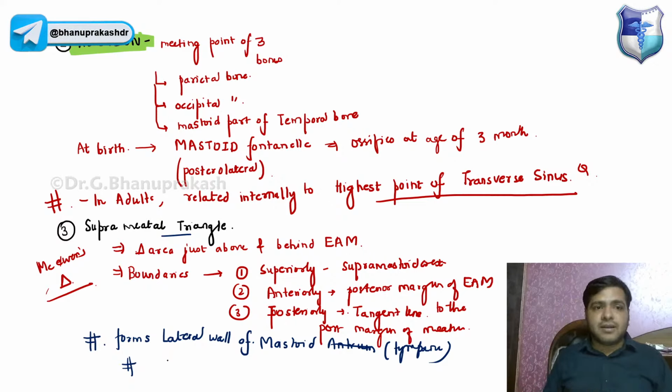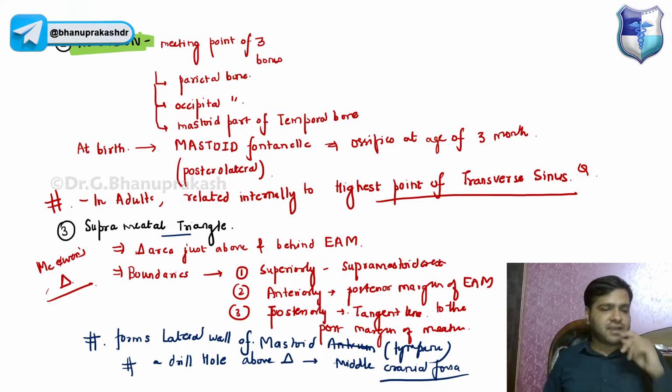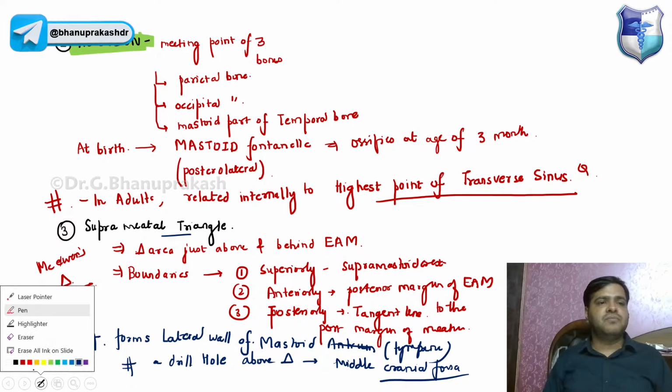Basically, the surgeons make a drill hole above this triangle to enter the middle cranial fossa also, and then the middle ear also, right? So that is something very important that you have to remember. I hope this is clear, everyone. Just give me a thumbs up in the chat box if this is clear to everyone right now.